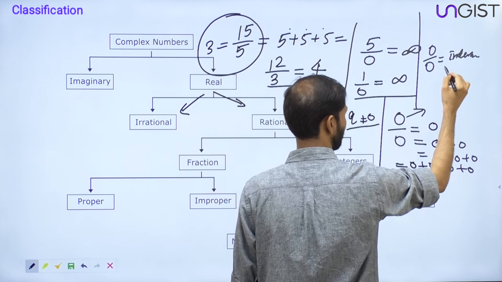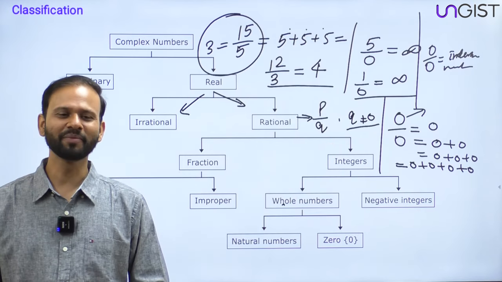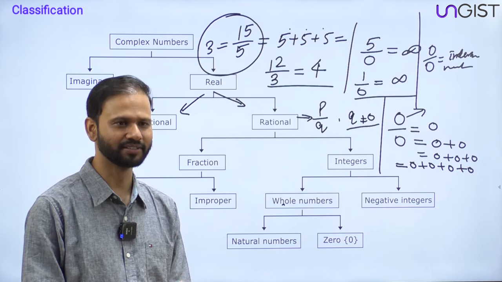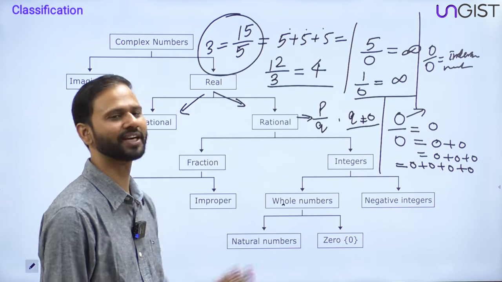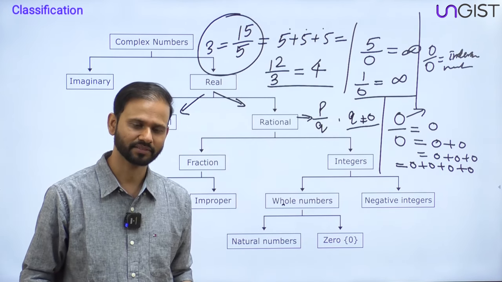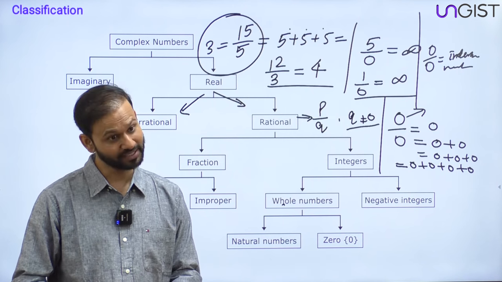Indeterminate form. Okay? Please write it. 0 by 0 is an indeterminate form. Clear everyone? Fine. So this is the logic behind that. That is not defined, exactly. You cannot find the value. There is a difference between infinity and not defined. Yes, there is a difference.